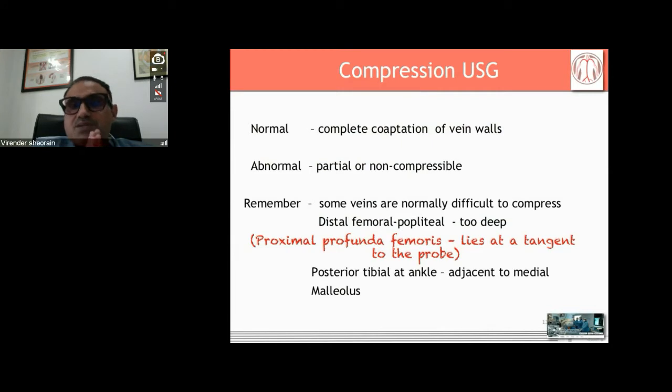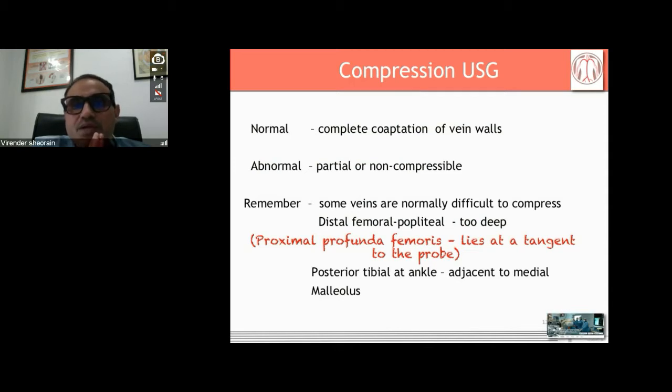If you have a resistance, think something and talk to your patient, look for any prior history, look for history of cannulation, prior hospital admission. So abnormal would be a partial or a non-compressible vein.